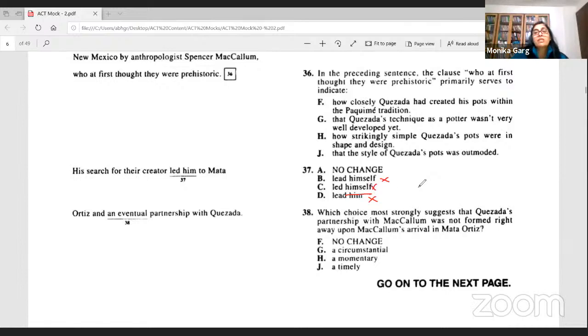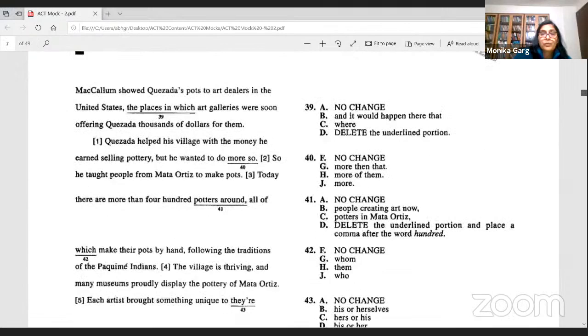Himself you use only when the doer and the receiver of the action are the same. So you say he hurt himself. You use himself only when the subject and the object are the same. That's not the case here. Here the subject is search, so himself won't fit in. That means A is the answer. So this is a pronoun question. You needed to choose between himself and him, and it was also a tenses question in a way, because you needed to choose between lead and led. That's present tense and the past tense. One more question on pronoun agreement.